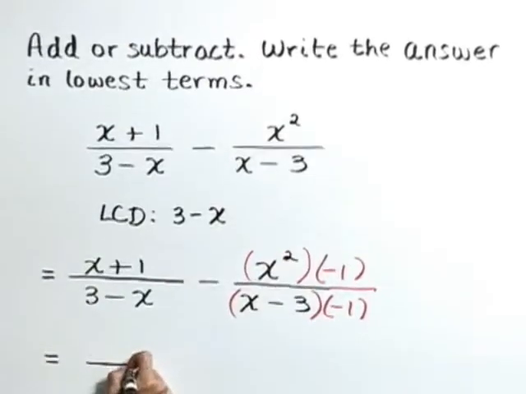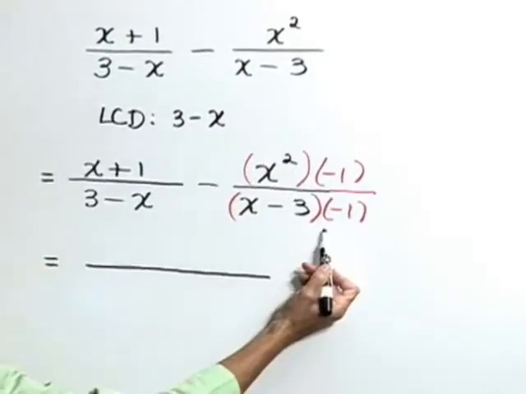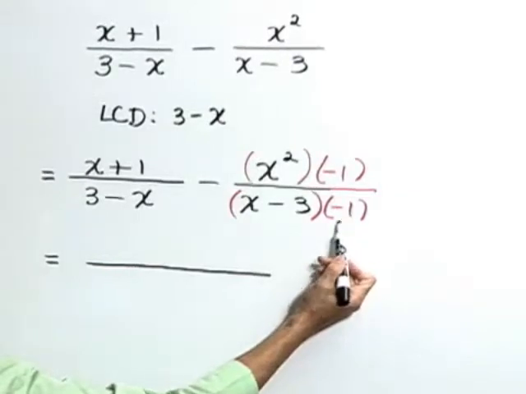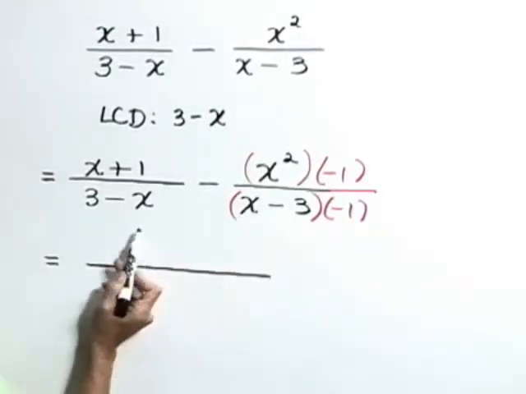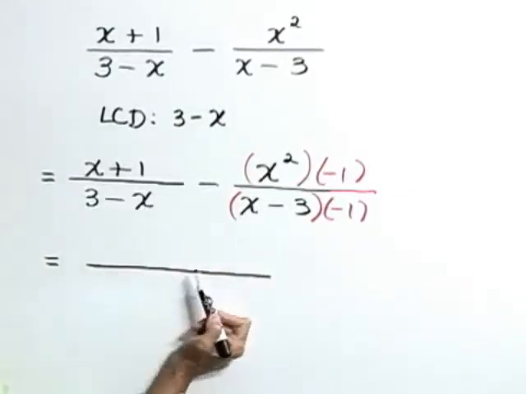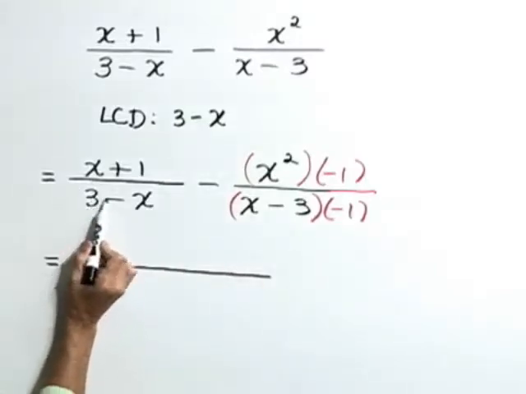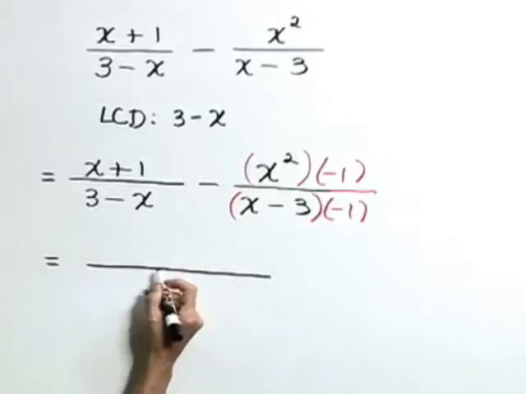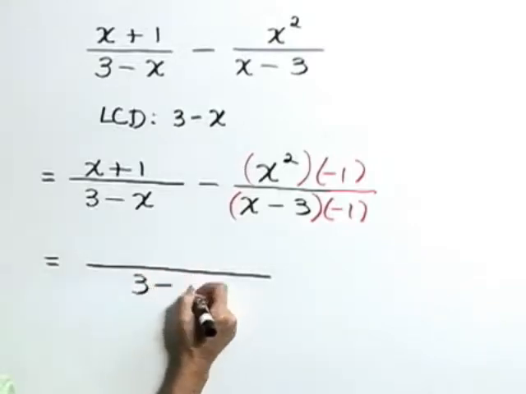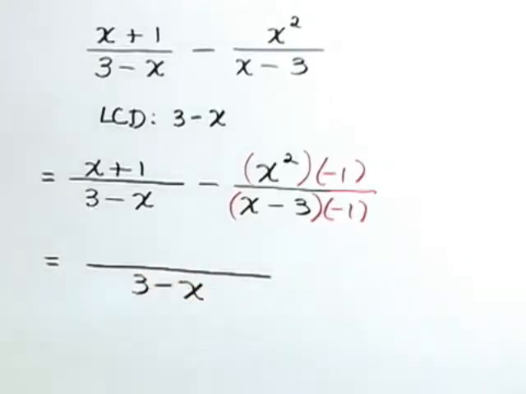Now, as we do that on the right-hand side in the denominator, negative 1 times x is negative x, same thing we have up front, and negative 1 times negative 3 is a positive 3, the same thing that we have up front. So both of these fractions now have that lowest common denominator of 3 minus x.